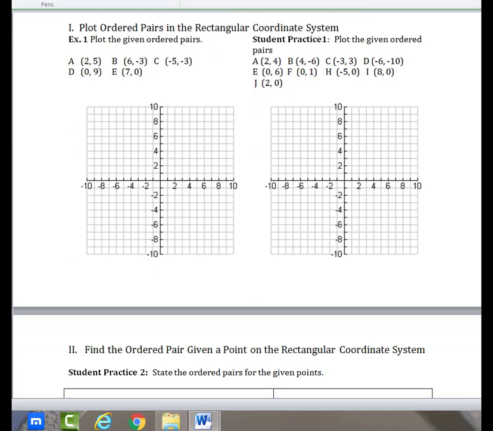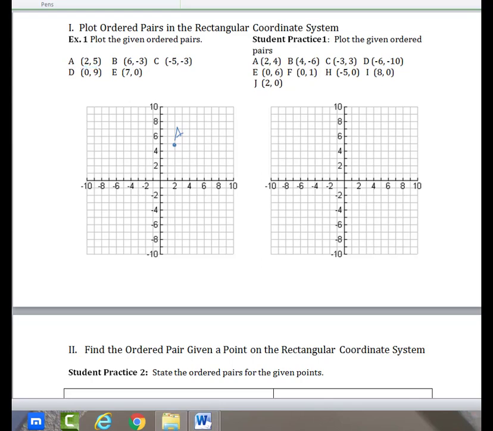I'm going to start with example 1. And so this first example, 2, 5, means you always start at the origin as your reference. And the ordered pair 2, 5 means to go to the right 2 and up 1, 2, 3, 4, 5. And that would be your first ordered pair, and we'll name that A. So the first coordinate tells you to go left or right, and since it's positive, you're going to go to the right. The second coordinate tells you to go up or down, and since it's positive, you're going to go up.